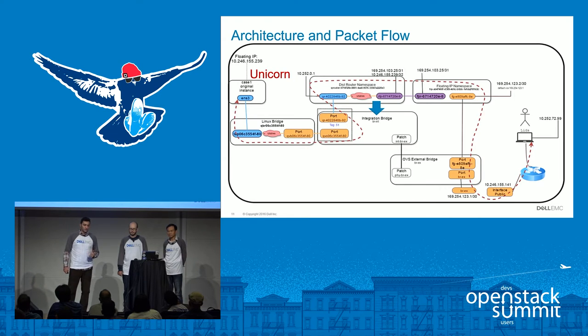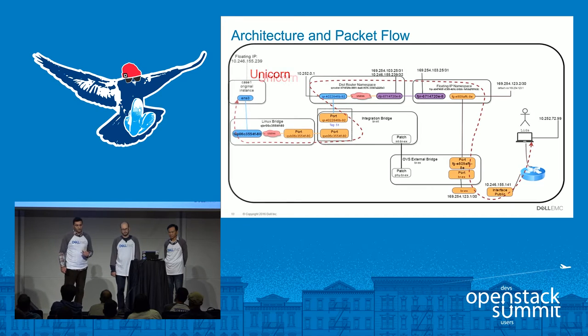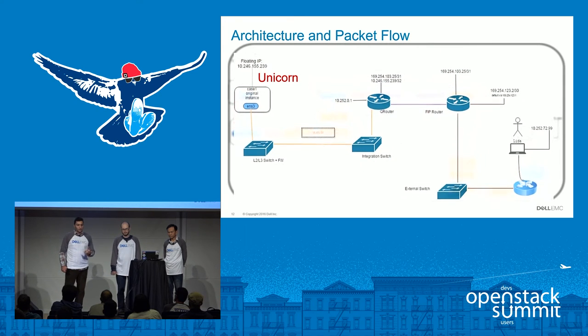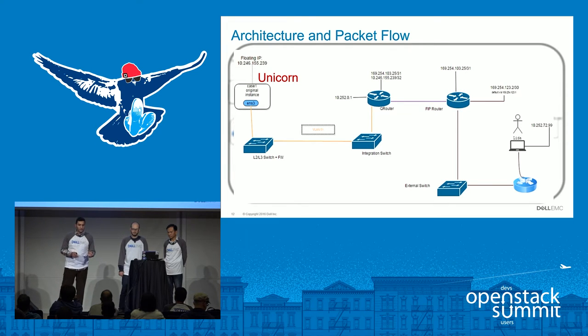And then to the integration bridge, the Linux kernel bridge, and then we can reach the floating IP of our instance. Okay, just to make this more visual, I've drawn a diagram like of a physical network. So basically, all you see here are on the same host, right?